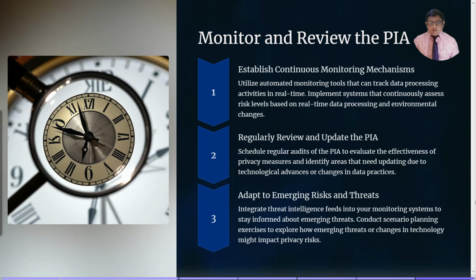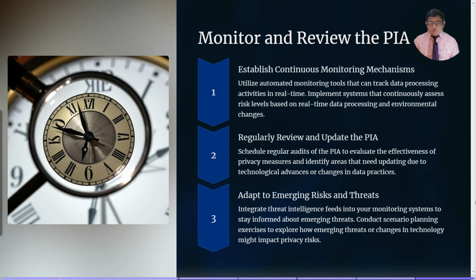Monitor and review the PIA. First, establish continuous monitoring mechanisms. Utilize automated monitoring tools that can track data processing activities in real time. Implement systems that continuously assess risk levels based on the real-time data processing and environmental changes. Second, regularly review and update the PIA.